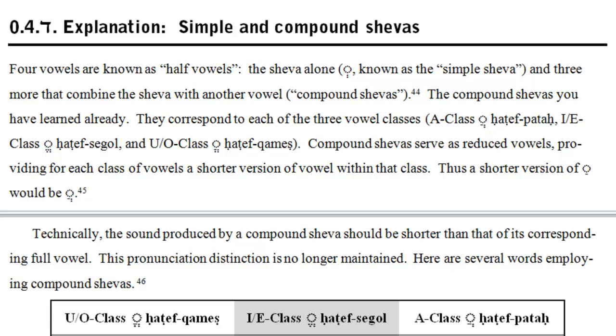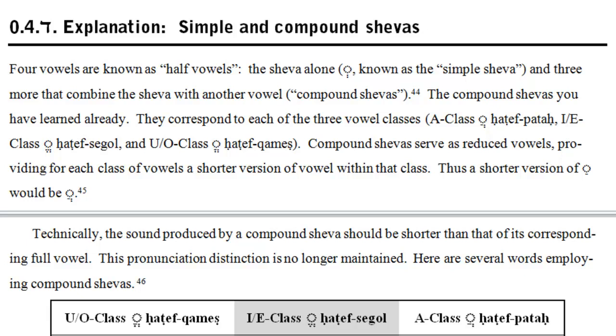The other 3 half vowels combine the shava with another vowel, a vowel which could stand alone. Because of their combination nature, they are known as compound shavas. The compound shavas correspond to each of the 3 vowel classes. So for the A class vowels, we have the hatef patach. For the IE class vowels, we have the hatef segol. And for the UO class vowels, we have the hatef kametz.